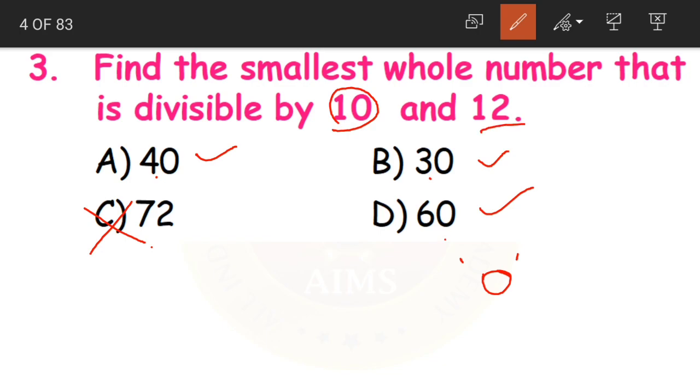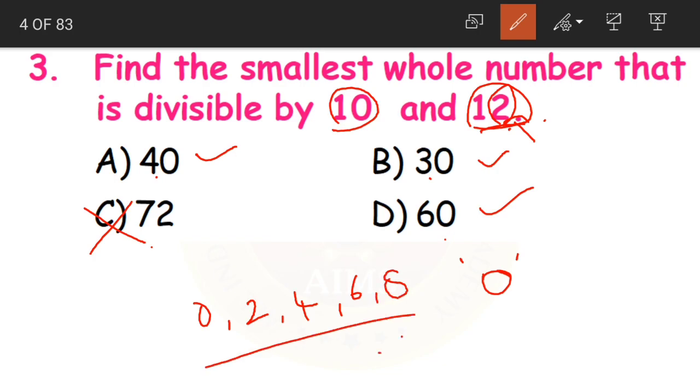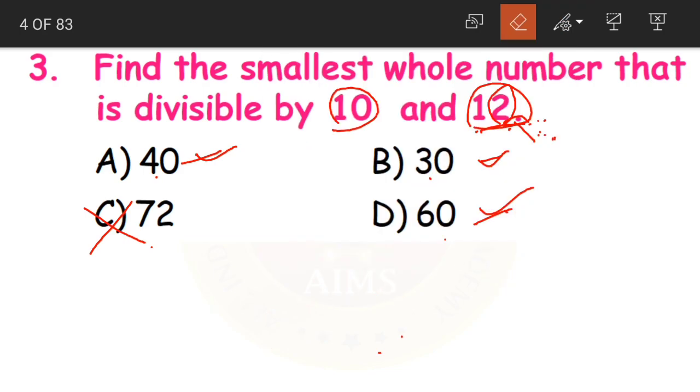Now coming to divisibility by 12. When we divide a number by 12, what are we having in the ones place? 2. So what are the divisibility rules by 2? It should have 0, 2, 4, 6, 8 in the ones place. So we can apply the same rules here. All these numbers are having zeros, so they can be divisible by 12, but we cannot say for sure.